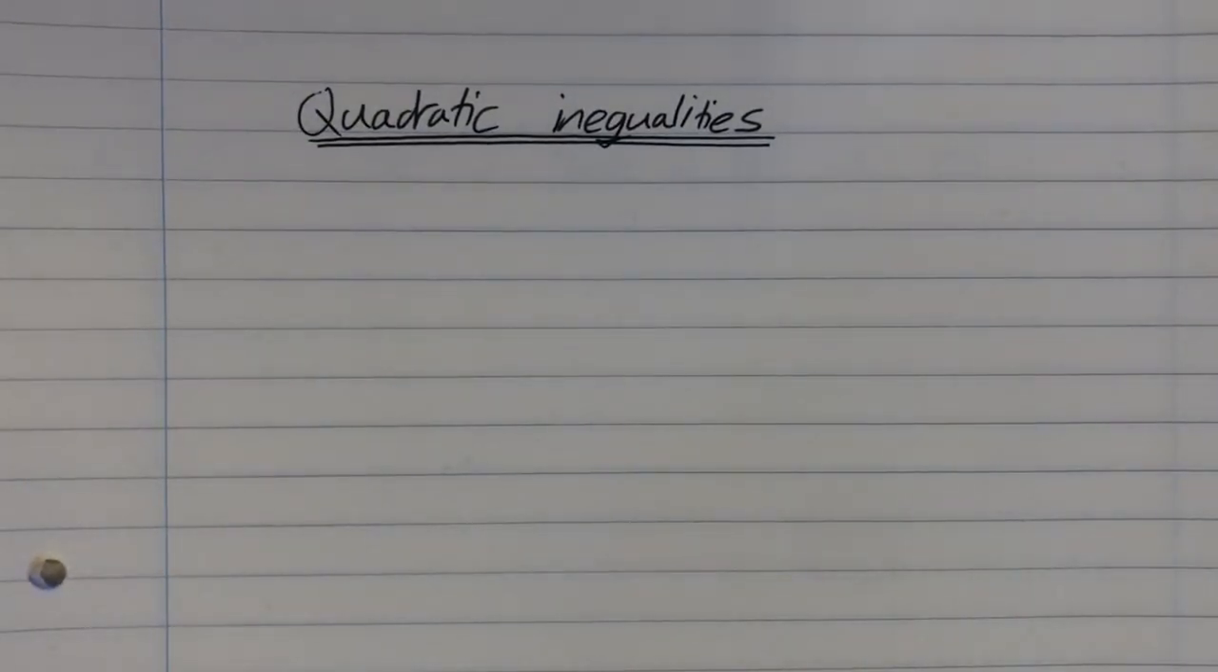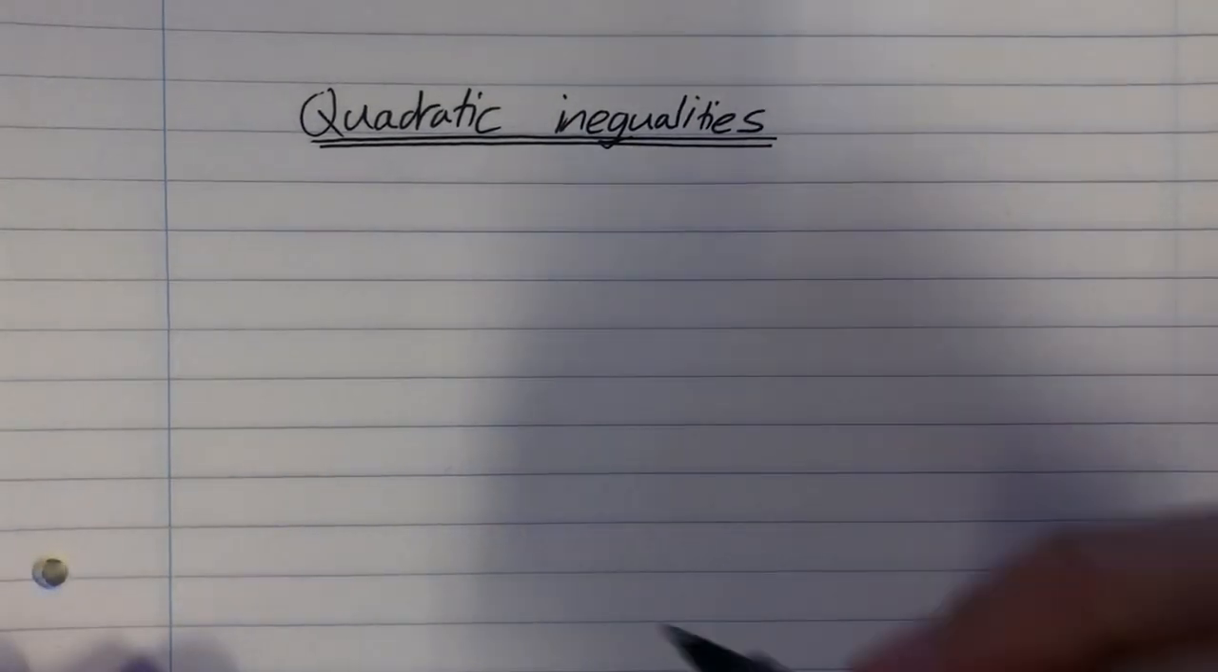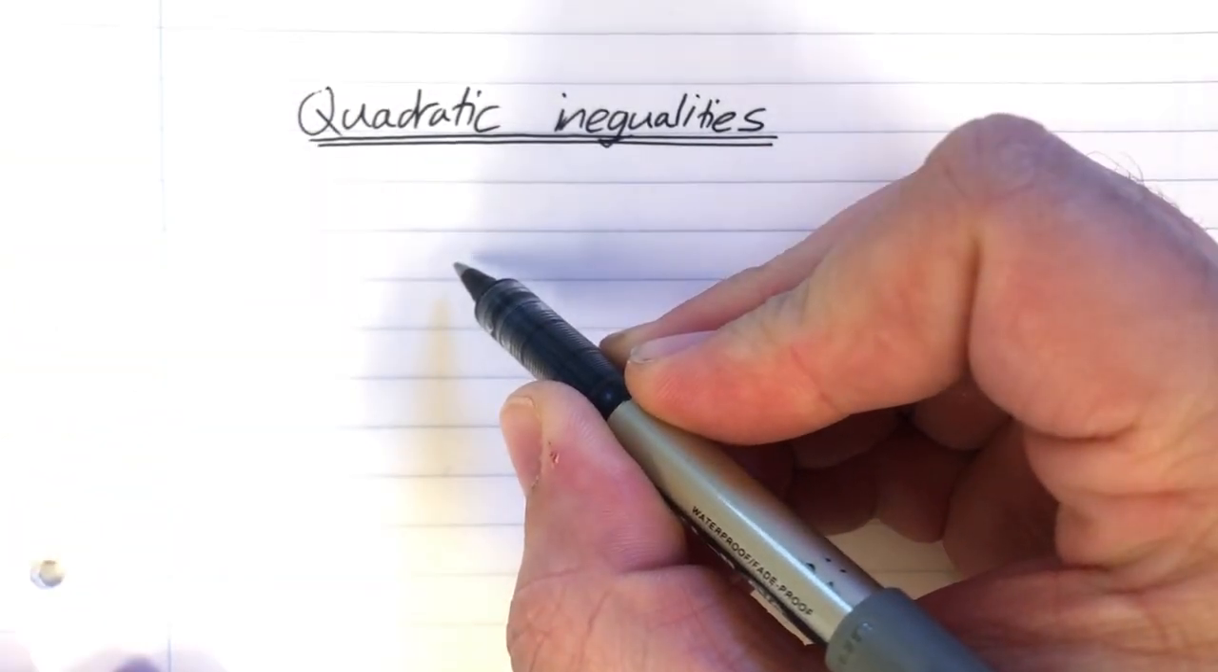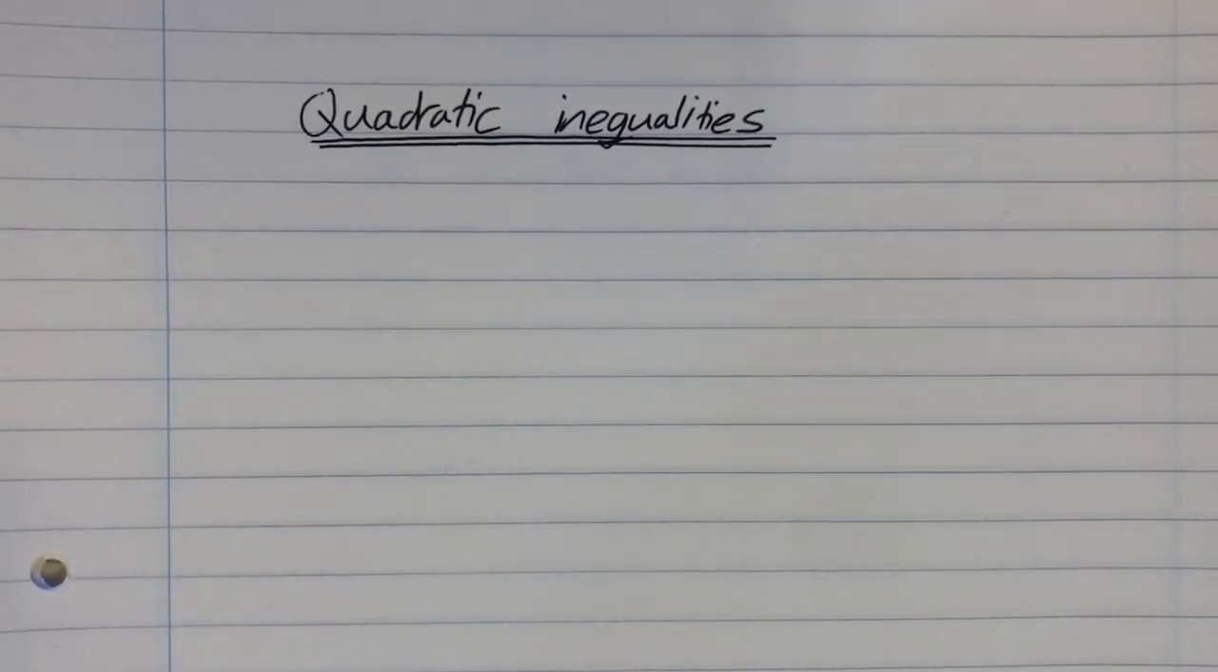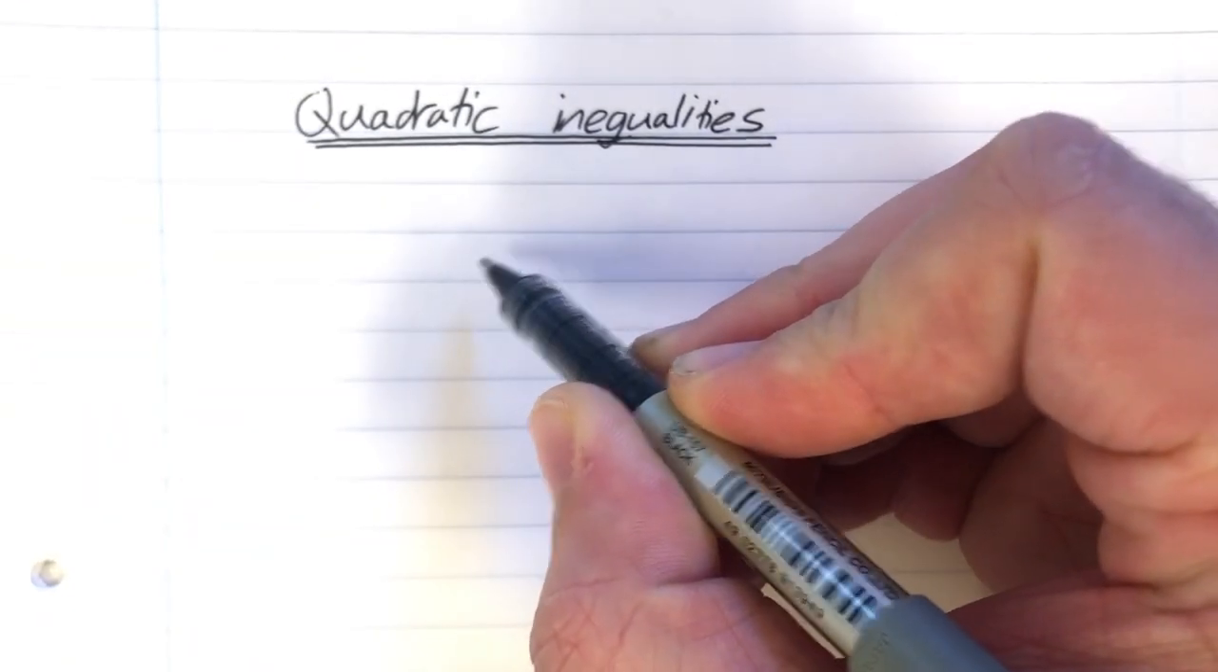Okay, so a video on quadratic inequalities. Last video we looked at linear inequalities, which were quite easy to solve. It wasn't much different to solving an equation. You had to be careful when you would have times or divided by a negative number. This time, however, it's quite different.